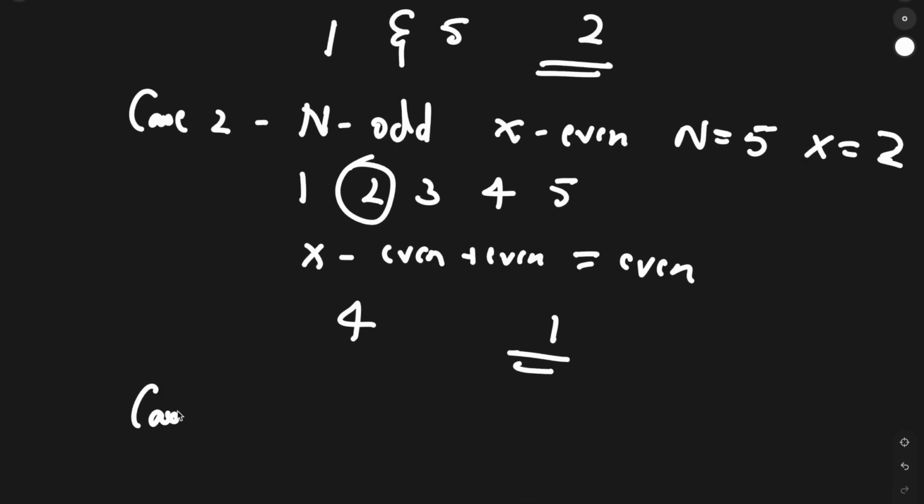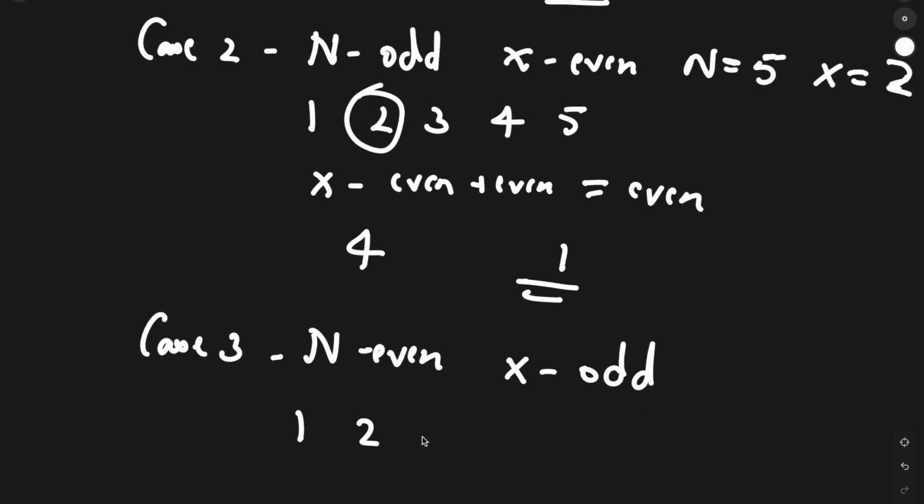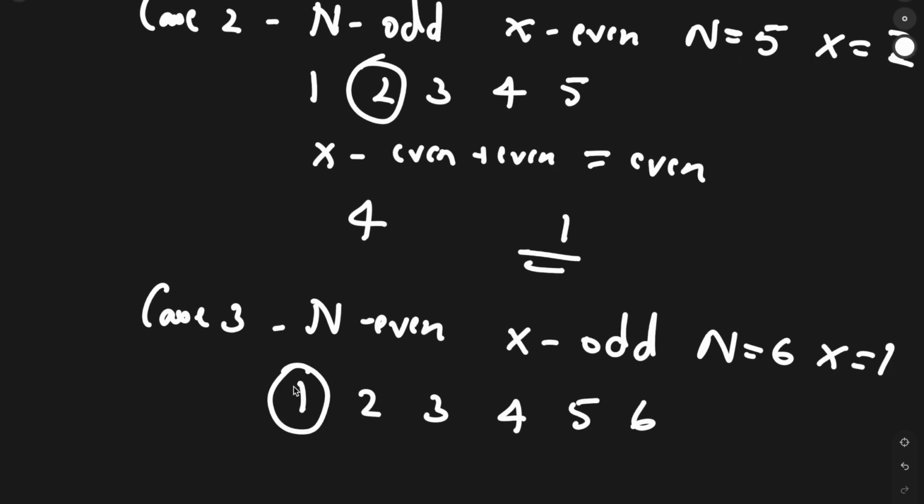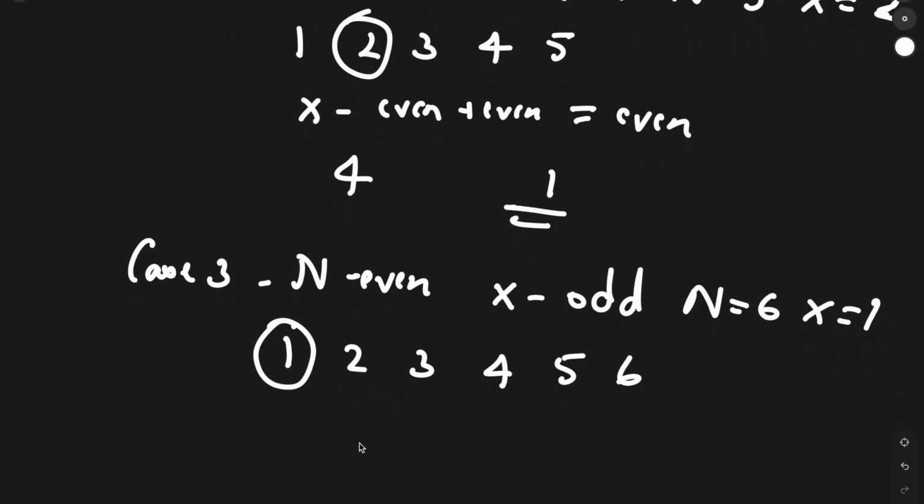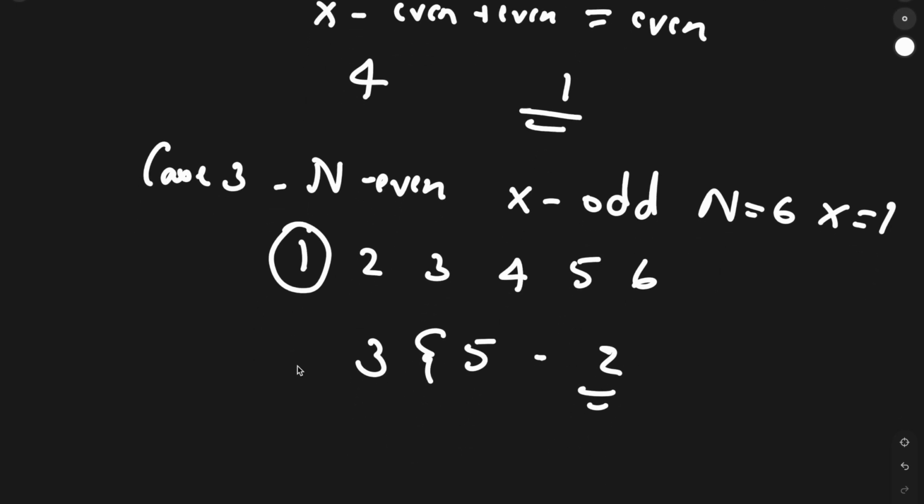Case number 3 will be n being even and x being odd. Let's take n equal to 6. So 1, 2, 3, 4, 5, 6 and x equals 1. So you have taken an odd number and you need another odd number to make a pair of even sum. So you can take 3 and 5. So the answer will be 2.